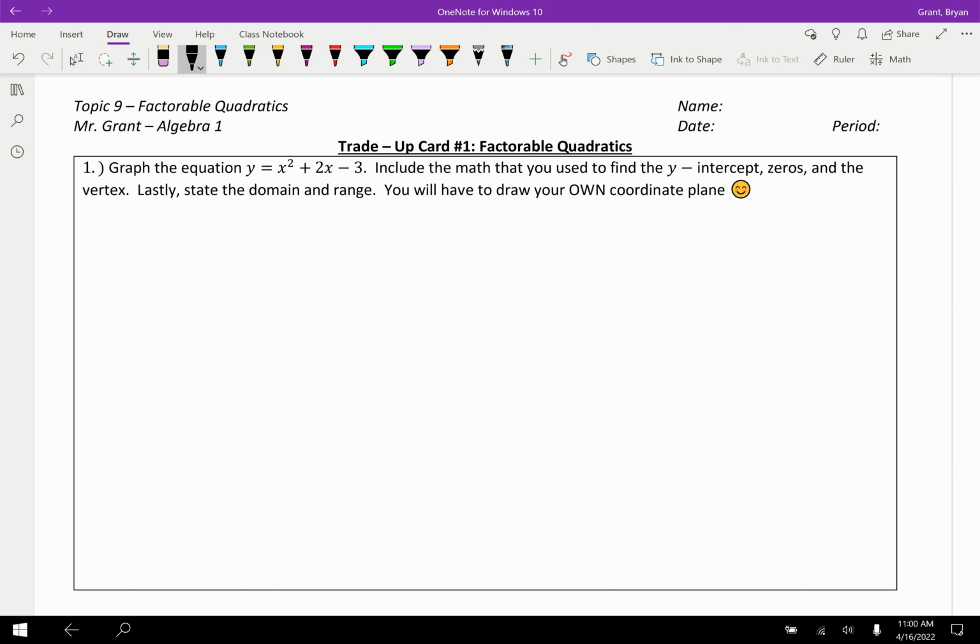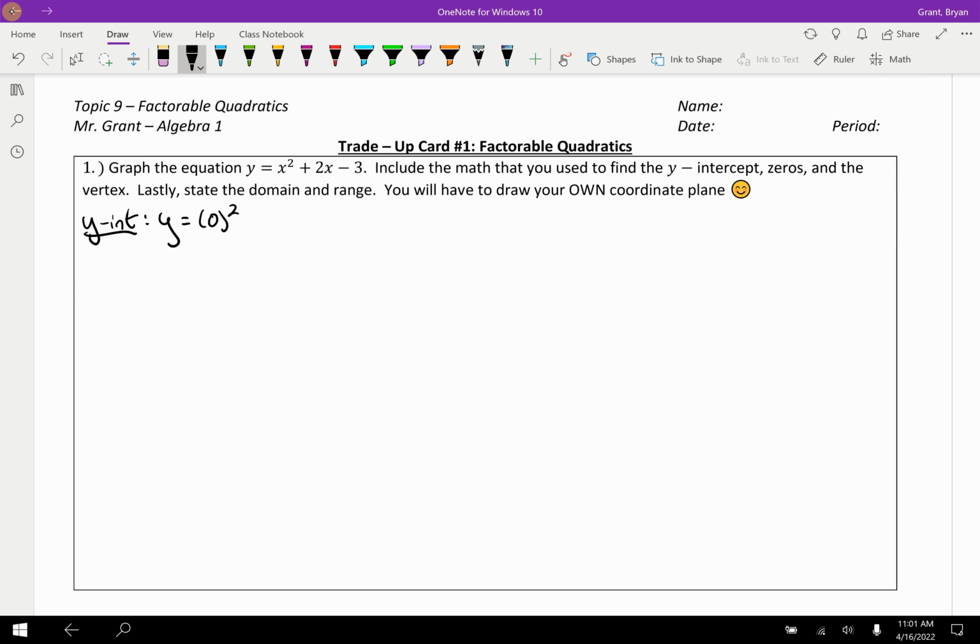Well, I'm actually going to do the math first. I think that's going to make more sense, and then we can figure out how big we need to make the coordinate plane from there. So let's go ahead and start with a few key pieces. We'll start with the y-intercept. To find the y-intercept, you just substitute 0 in for our x's.